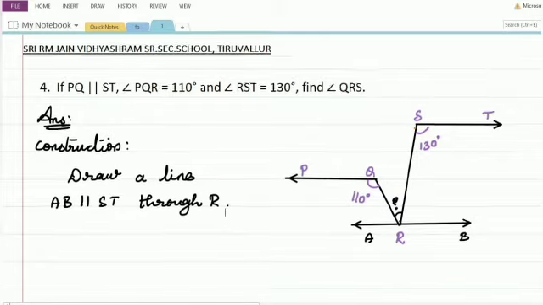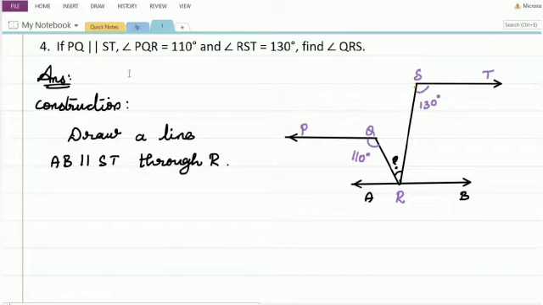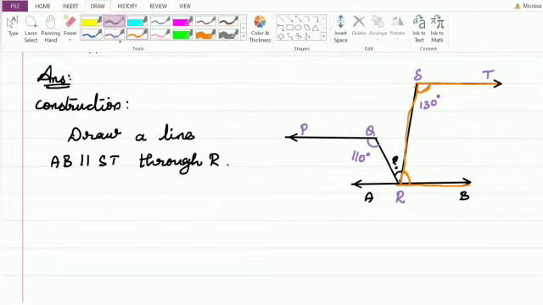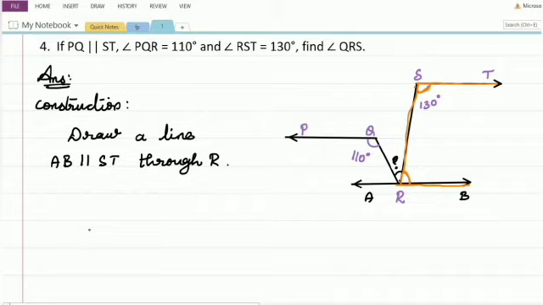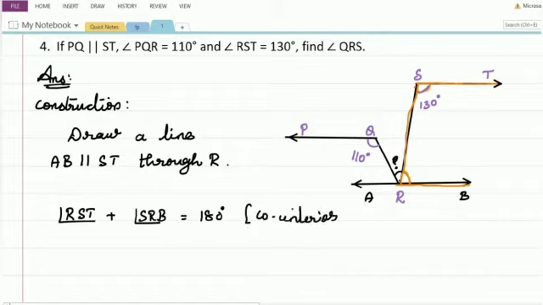Here ST is parallel to RB. Just look into the diagram. These two lines are parallel. ST is parallel to AB. Consider this SR as your transversal. Then what about these two angles? This angle and this angle are co-interior angles. If I add those two angles, I will be getting 180 degree. So angle RST plus angle SRB equal to 180 degree. Why? Because it is co-interior angles.